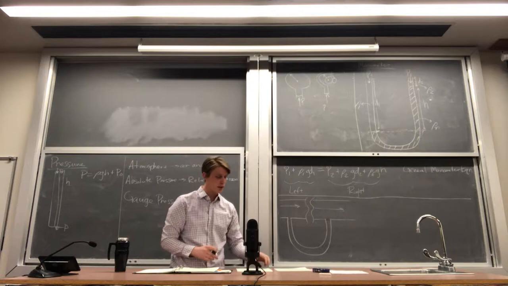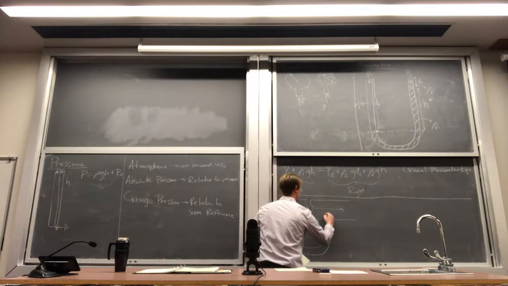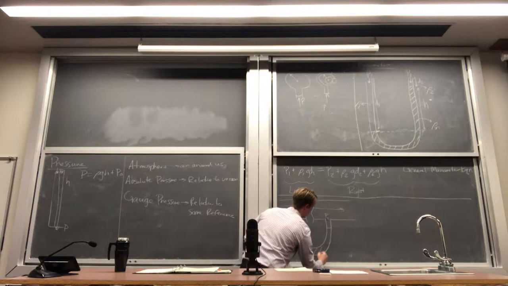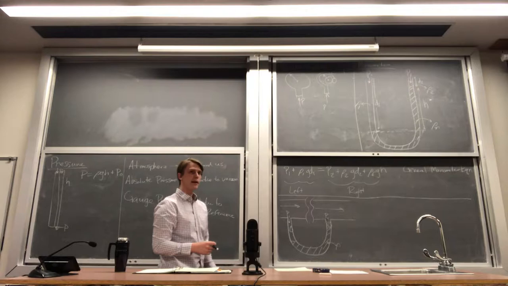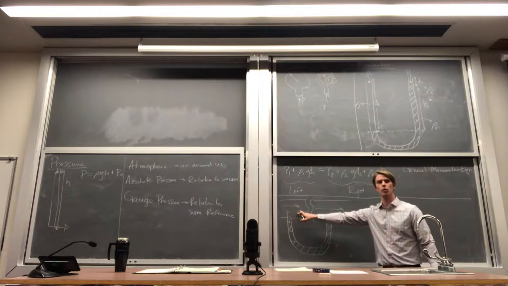So we're still going to have our P1 and our P2. We're going to have some working fluid. Right, fluid one, fluid two, and then our working fluid here, F. Now, what we're interested in with a differential manometer is we want to know what is the pressure drop going from P1 to P2. And how I've drawn this, I've drawn it so that P1 is greater than P2.